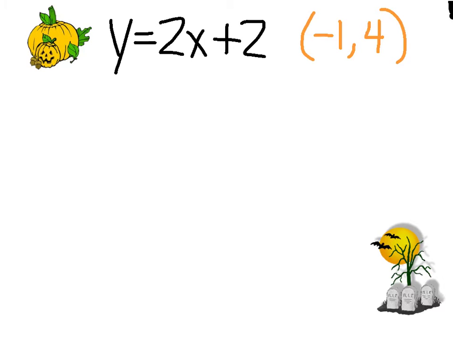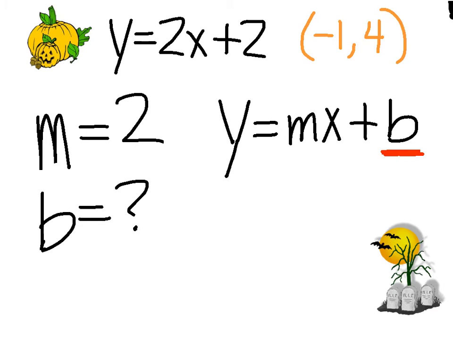Example number 3. This is the same line that we were using for 1. We found that our slope is 2. What does this b stand for? The y-intercept, that's right. We're looking for an equation of a line that's parallel to this line and that passes through this point.